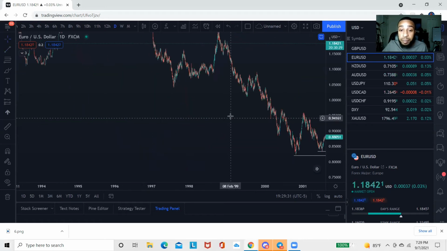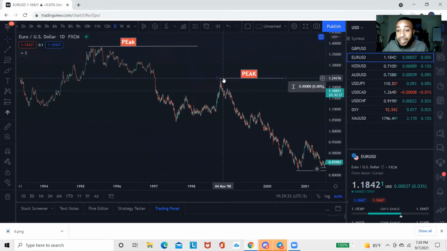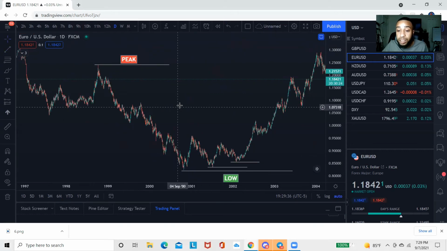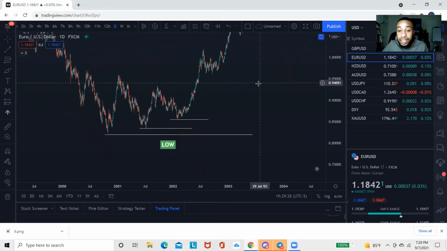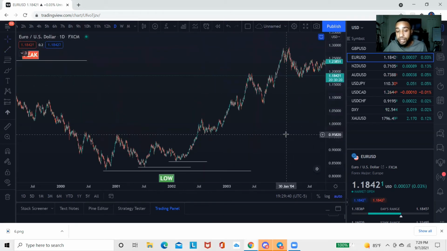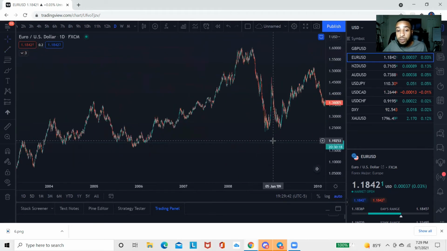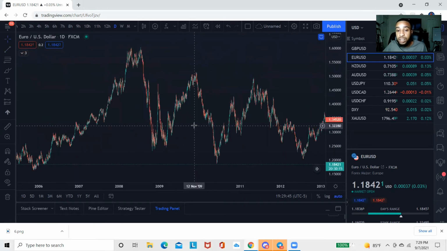So if the market creates a peak, and it doesn't come back and take out that peak, you want to keep looking for sales. If the market creates a low and doesn't come back and take out that low, you want to look for buying opportunities, okay? So in another group of examples, what I want to show you guys is once again, okay?